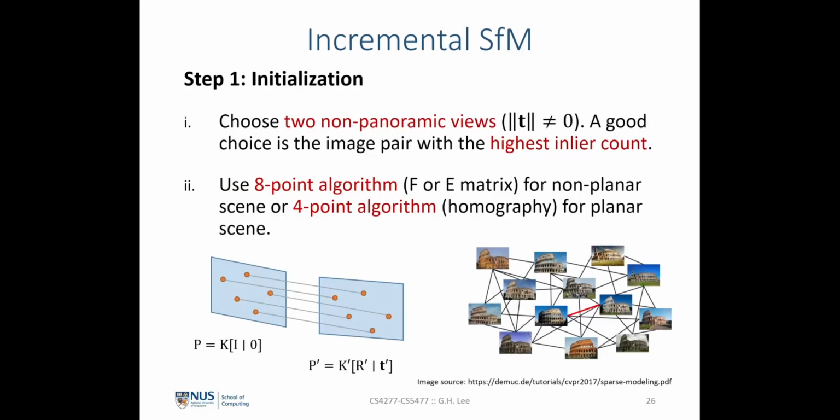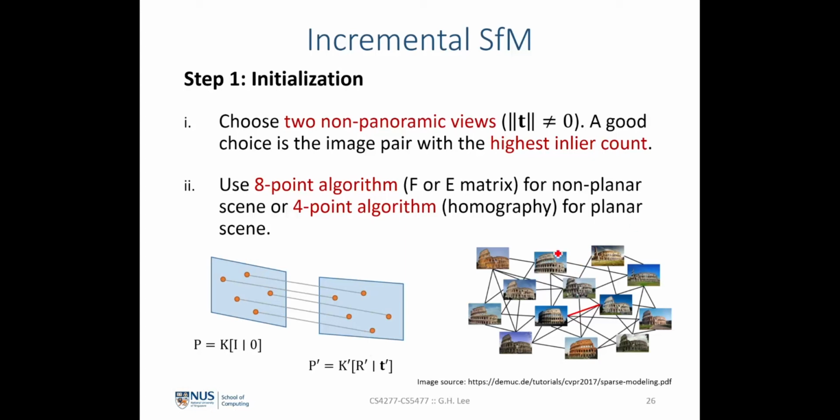As the name implies, it does structure from motion in an incremental way. First, we will choose from the scene graph any two views where the translation is non-zero. This means that we omit any two views with pure rotation, and this can be obtained from the two-view geometry that we use to compute the scene graph.